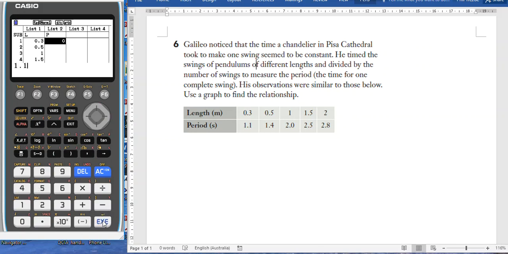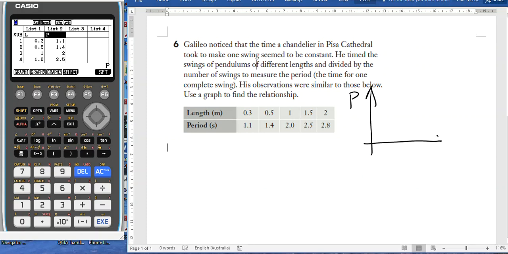And what have we got? 1.1. There we go. Now, at a first guess, I might try plotting the period. Just do a little sketch here. What if I plot the period versus the length of the pendulum? And see what we get.